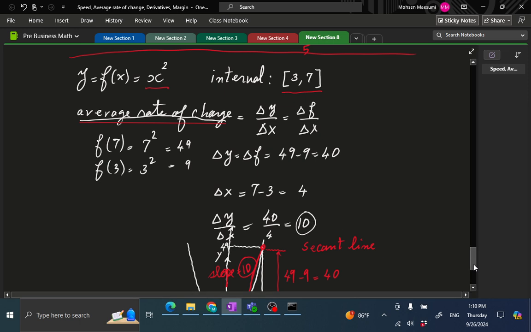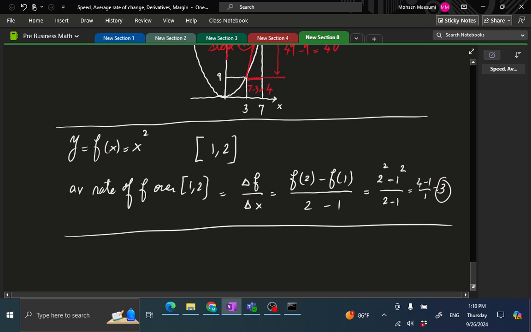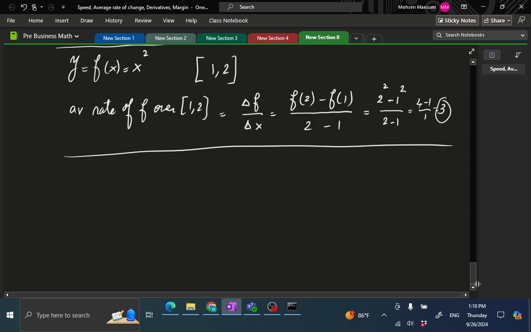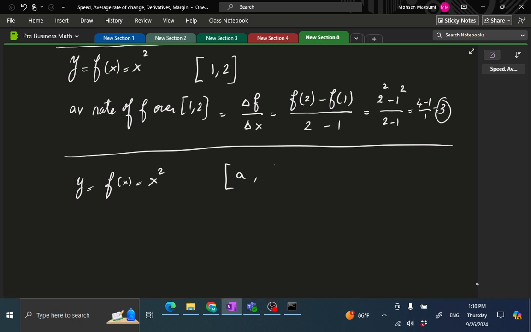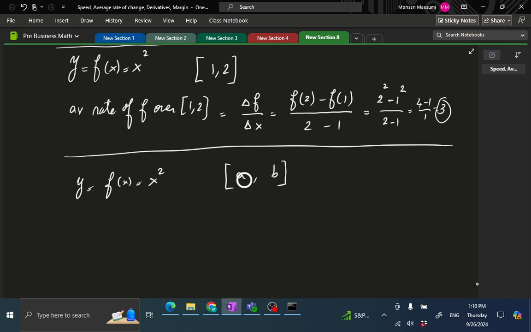So let's pose this question differently. For the third time, we are going to aim a bit higher. I have the same function, y is equal to f of x is equal to x squared. The interval, instead of giving particular numbers, I say a and b. So if a and b are 1 and 2, I should get that. If a and b are 3 and 7, I should get the previous result.